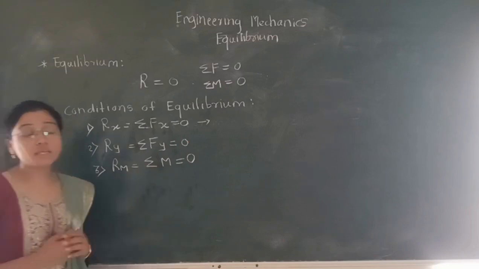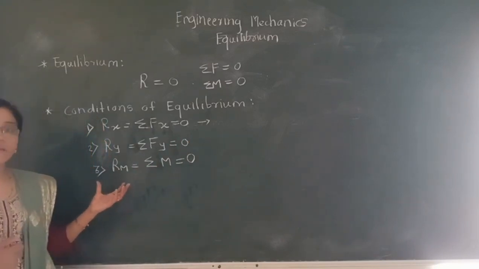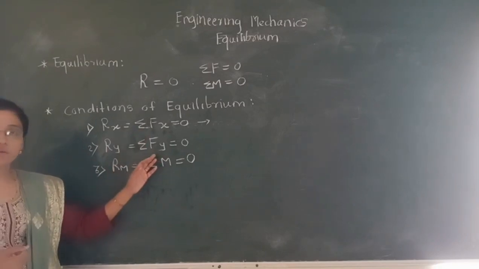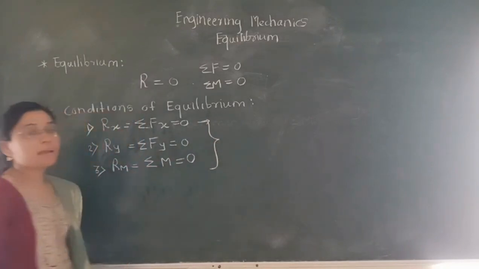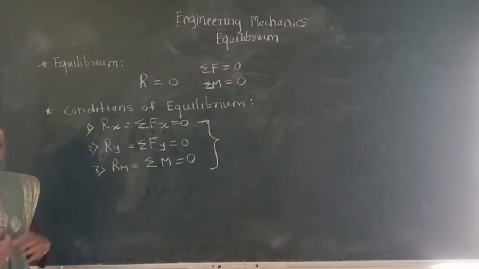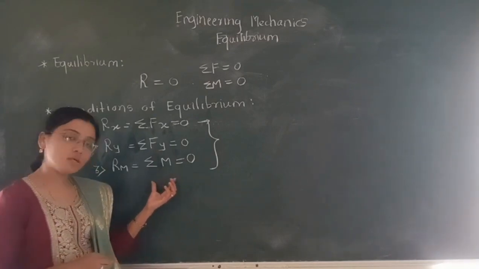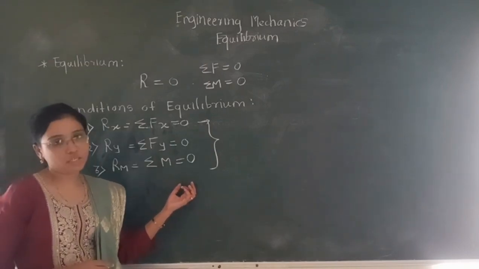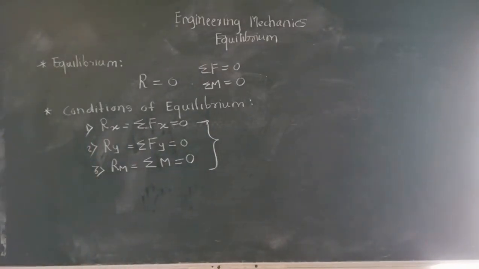If the third condition comes out as 0, it means the body will not show any rotation, and the body will show only vertical and horizontal motion. And if all three conditions are satisfied by the body, it means the body is totally in equilibrium. It will not show any linear motion in the vertical as well as horizontal direction, and it will not show any rotation. So that is what equilibrium is.